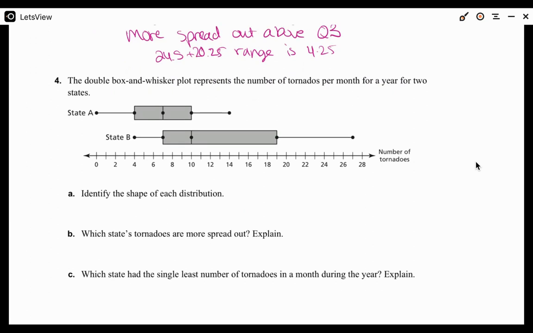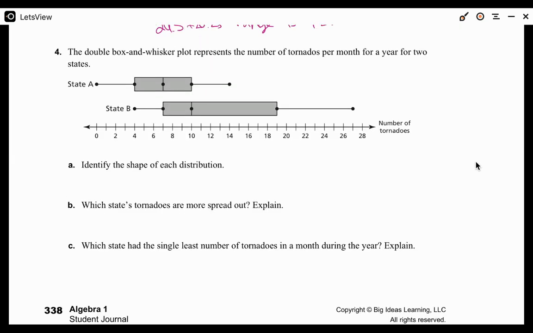Okay, so now we're looking at this last question. A double box and whisker plot represents the number of tornadoes per month for a year for two states. So we have state A, state B. Identify the shape of each distribution. Well, if you look at state A, that is pretty equal. It's pretty symmetric. State B, well, this side is way longer, so it's skewed right.